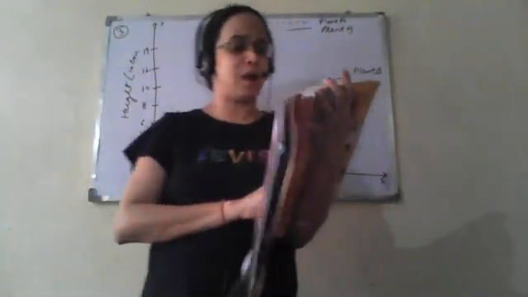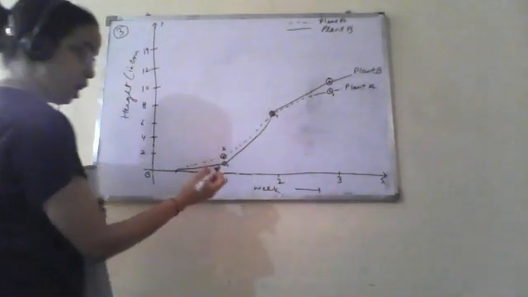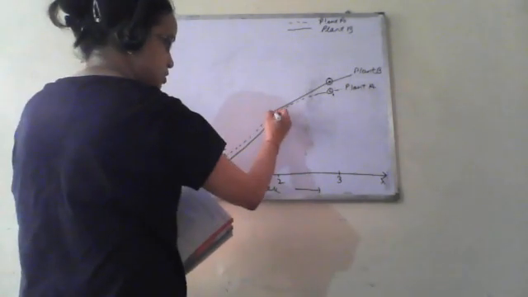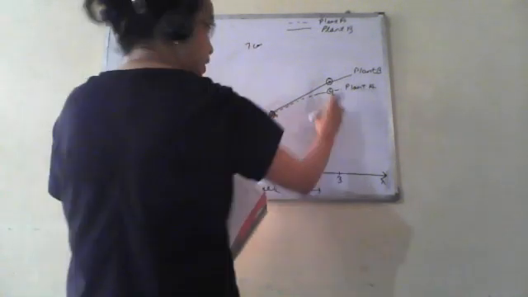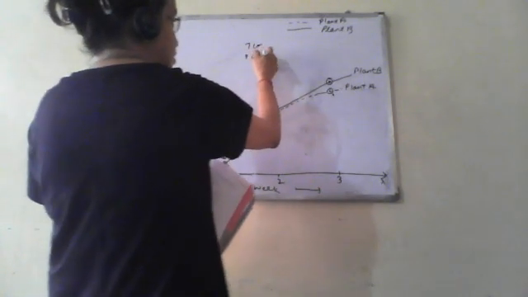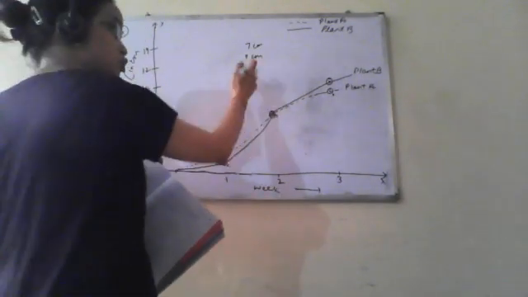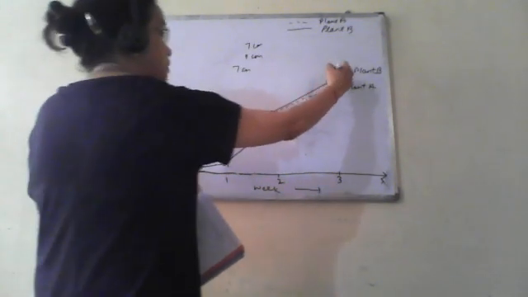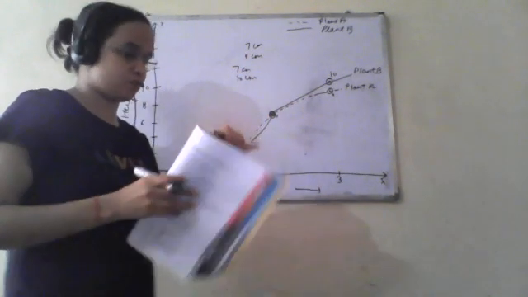Now questions. How high was plant A after 2 weeks and after 3 weeks? Plant A, dotted line, after 2 weeks. After 2 weeks it was 7 centimeter and after 3 weeks plant A was 9 centimeter. Clear? How high was plant B after 2 weeks and 3 weeks? After 2 weeks plant B was also 7 centimeter and after 3 weeks plant B was 10 centimeter. Okay, this you can check from the graph.